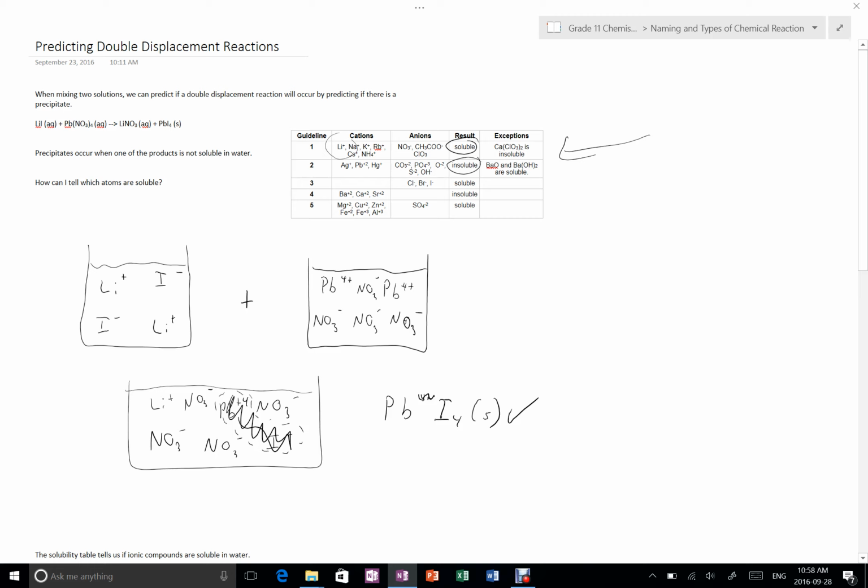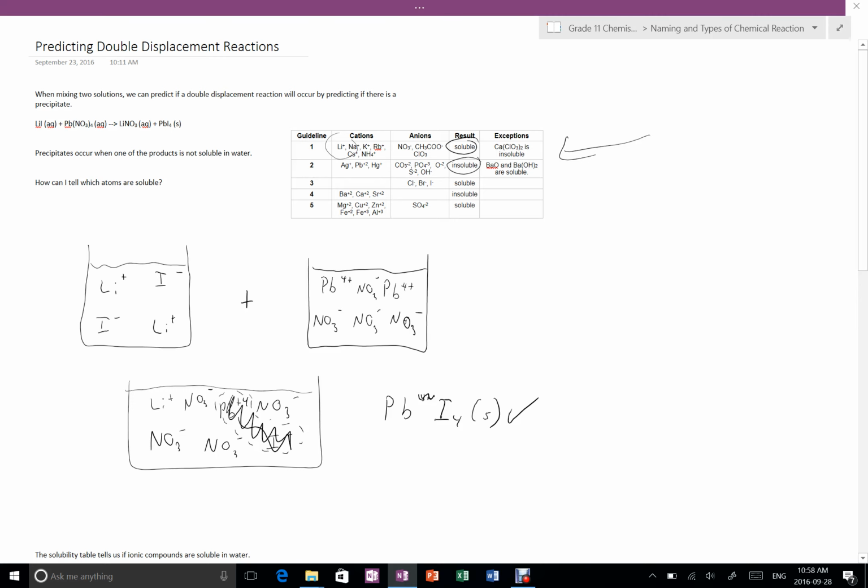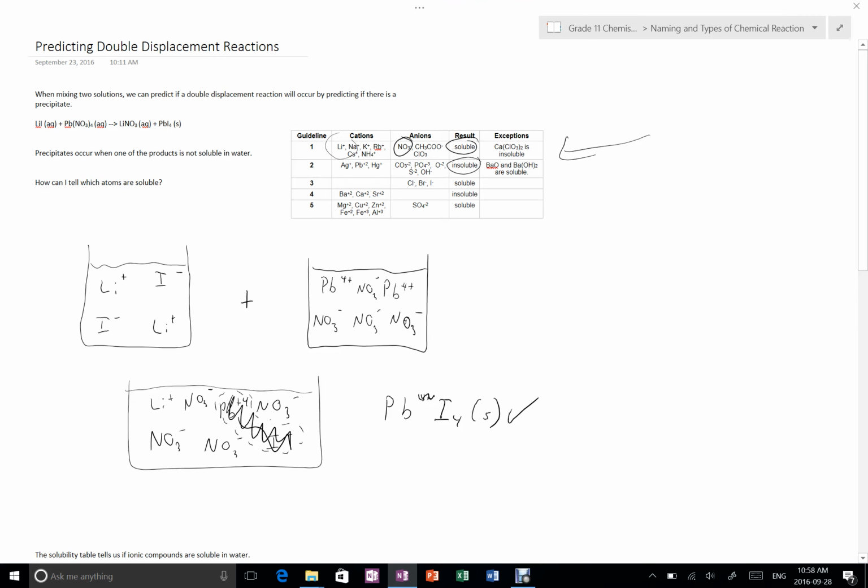Over here we have lithium and nitrate. Those are both going to be soluble, as I said, that they are both on the very soluble top line here. And then lead iodide. So lead and iodide both are not on the top list, so I go to guideline 2. Here I see my lead. It should be lead 2, and I've been using lead 4, but whatever. We'll just ignore that. In this case, lead is insoluble. That means that it's forming a solid in the solution.